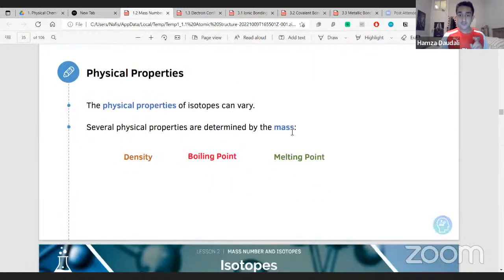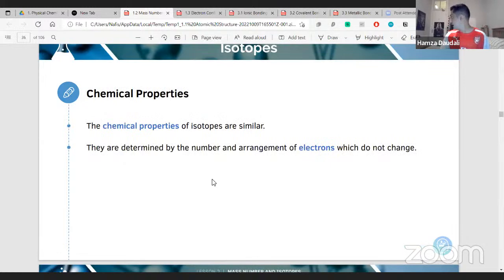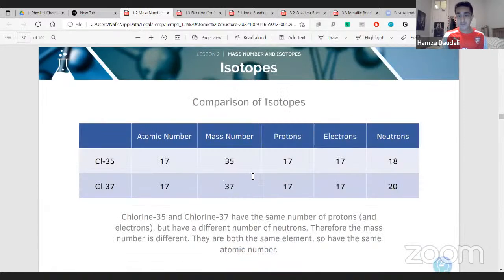So the physical properties like density, boiling point, and melting point can change between isotopes. The reason is that the heavier an atom is, the more mass it has, so it's going to be more dense and have a higher melting point. But the chemical properties, so its ability to form reactions and react with other structures, are going to stay the same because that's determined by the number and arrangement of electrons, which doesn't change.